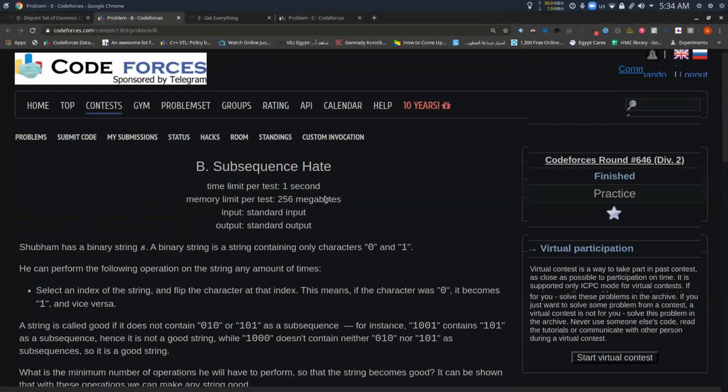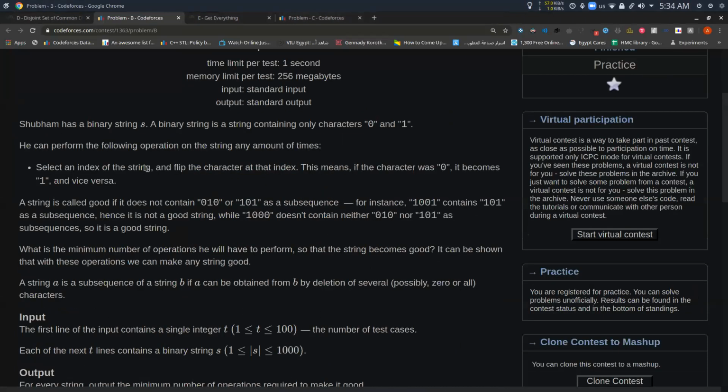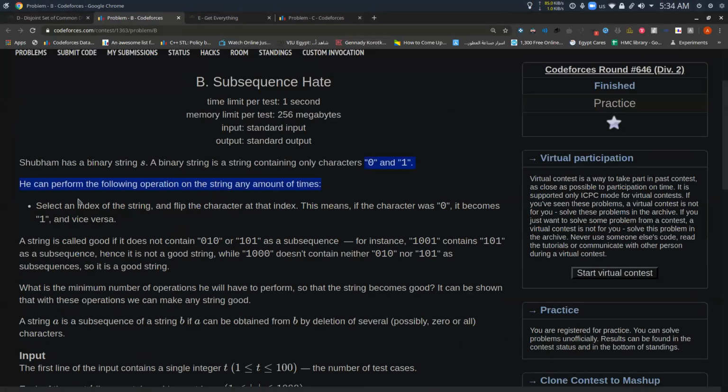So here the problem is saying that we have a binary string containing only 0 and 1. We can perform the following operation: we pick any index and then flip the binary character in it. So if it was 0, it becomes 1, and vice versa.